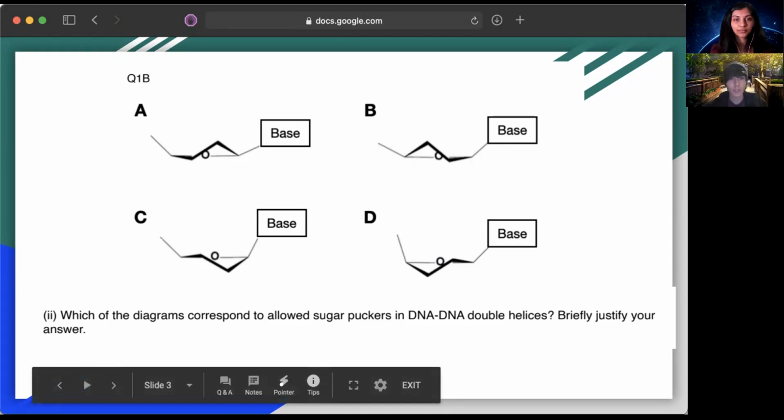So in this, we're looking at when we're trying to determine which sugar pucker it will adopt, we have to think about what kind of helix it's going to form. Is it going to form an A-form helix or a B-form helix? And in this question, like we said earlier, DNA can adopt either the A-form or the B-form.